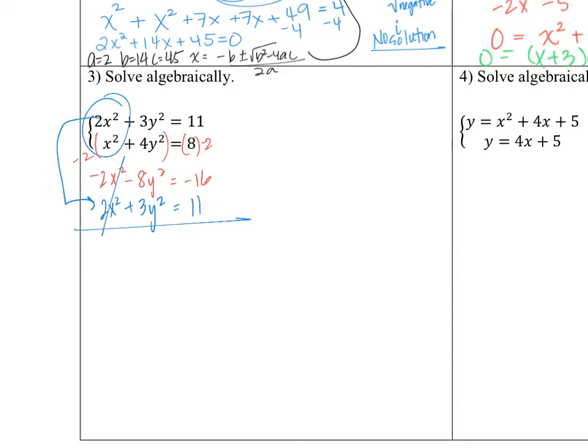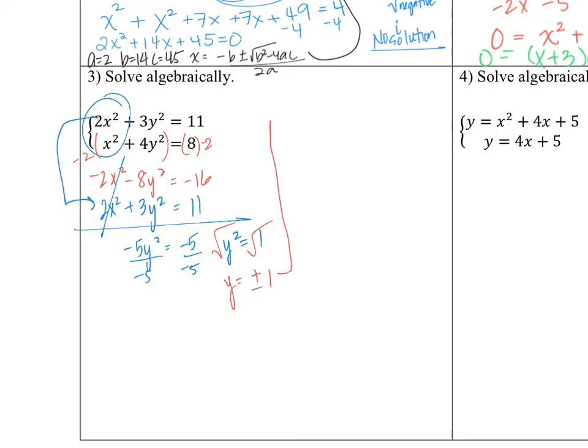So it looks like the x squareds cancel like we wanted. We're going to get negative 5y squared equals negative 5. Divide by negative 5, and so we get y squared equals 1. We'll square root both sides, so y equals both plus and minus 1. So we're getting two answers right here for our y values. So now we need to plug each y value in to find x.